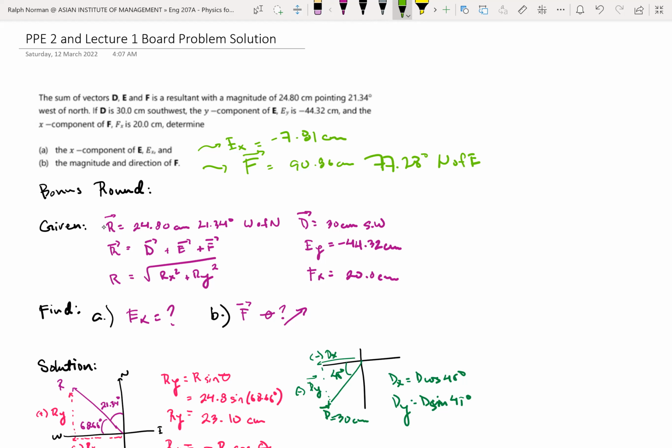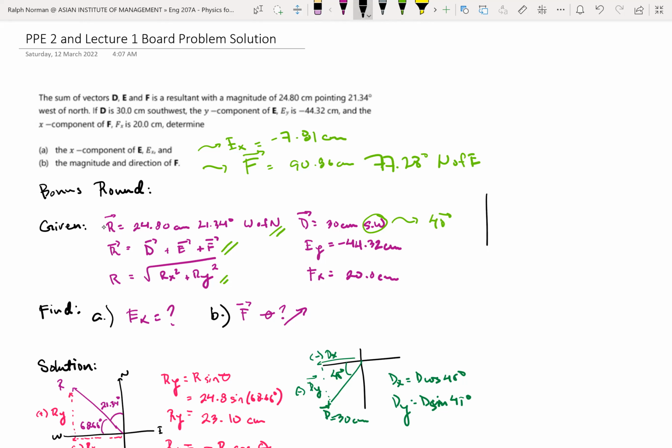Okay? So you first set up the given. We have the sum of vectors D, E, F, which is the resultant, and we already have a magnitude and direction of 24.8 and 21.34 degrees west of north. So you have this already. It also states that this is the equation, the summation of all forces, and you also know that this is applicable as well. And then you're given the vector D, 30 degrees southwest. And we know very well that when we say southwest, that's automatically 45 degrees.